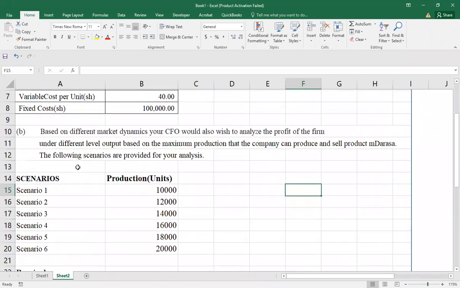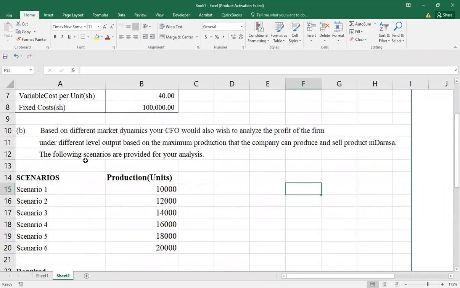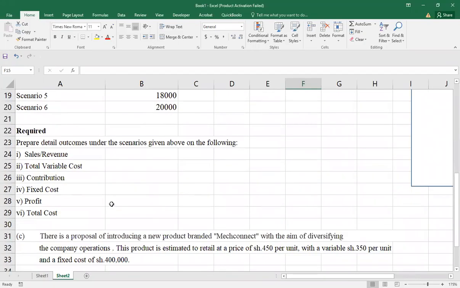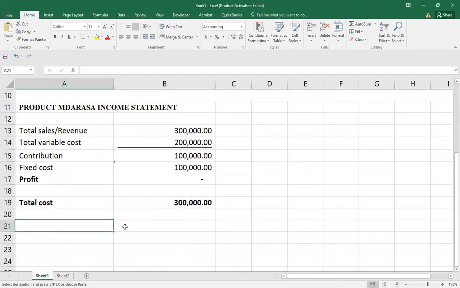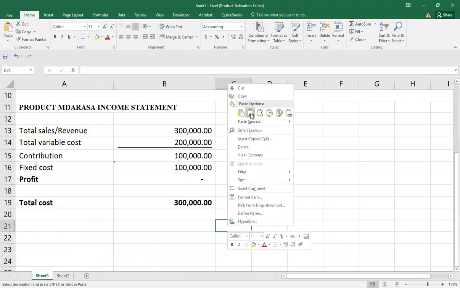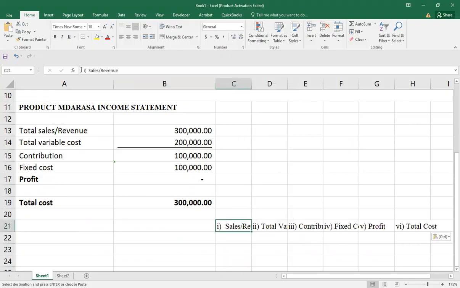So part 2, based on different market dynamics, your CFO will also wish to analyze the profit of the firm at a different level of output based on the maximum production the company can produce and sell. So the following scenarios are given. So these are scenarios that you're given. You're told prepare the detailed outcomes under the scenarios given above on the following: sales revenue, total variable cost, contribution. I'll be having all these details here.